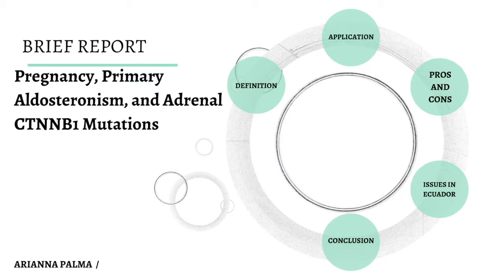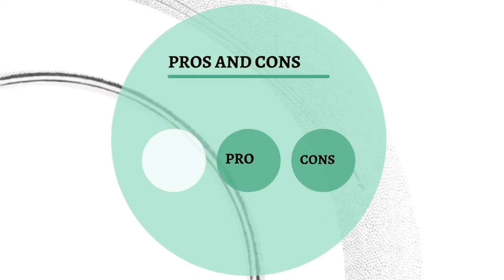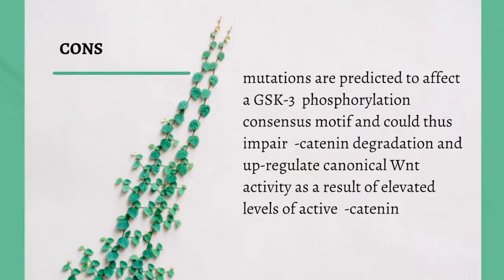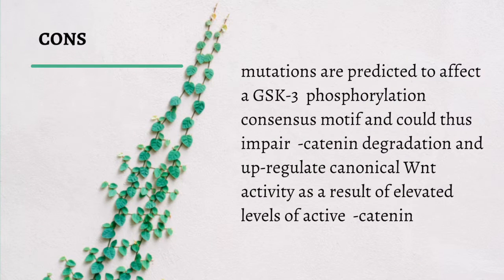Pros and cons. Cons. Mutations are predicted to affect a GSK3 phosphorylation consensus motif and will thus impair catenin degradation and up-regulate canonical WNT activity as a result of elevated levels of active catenin.